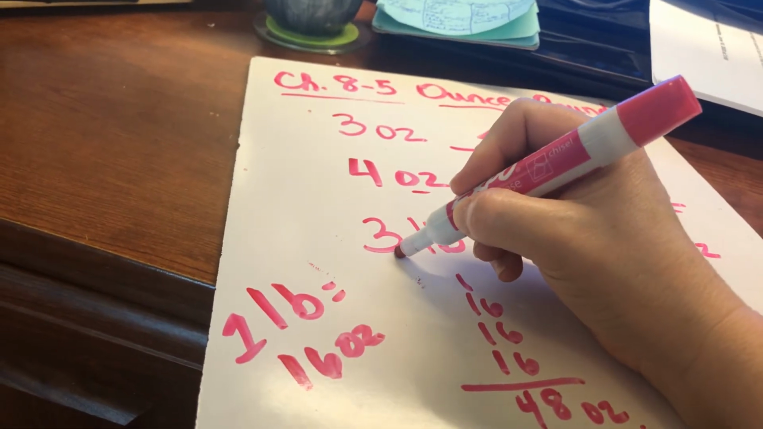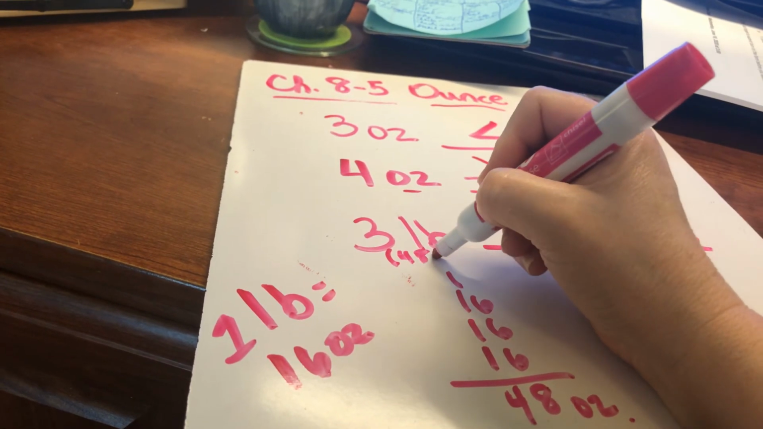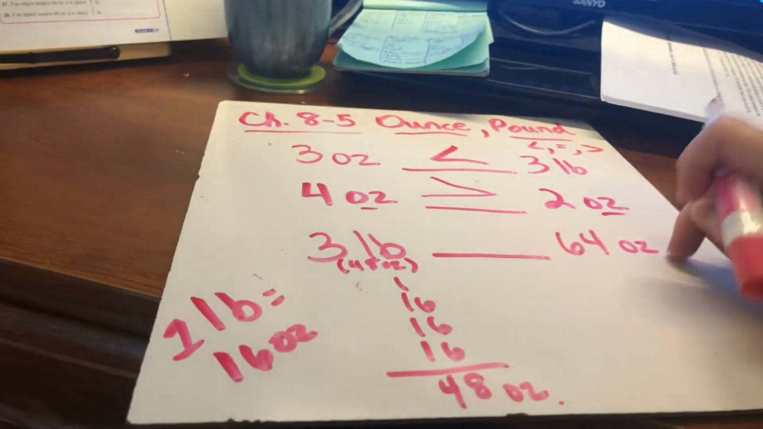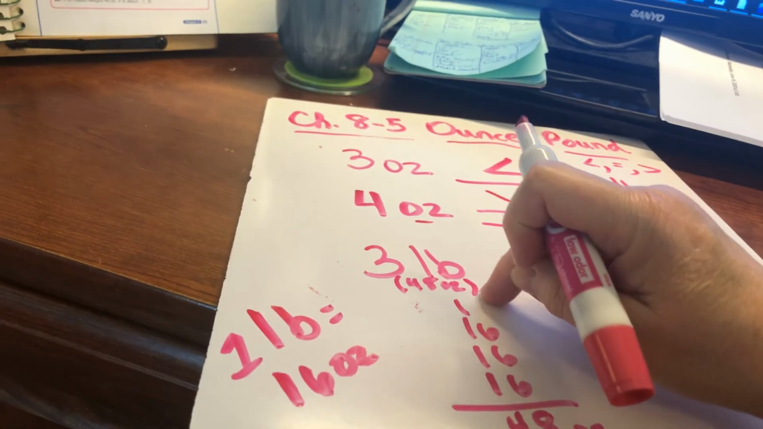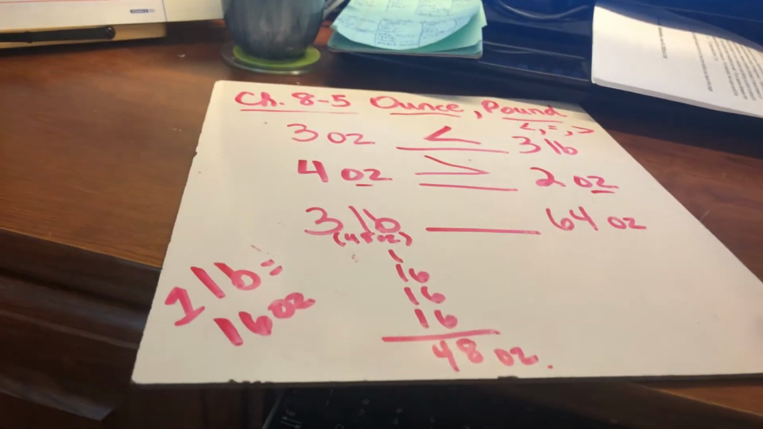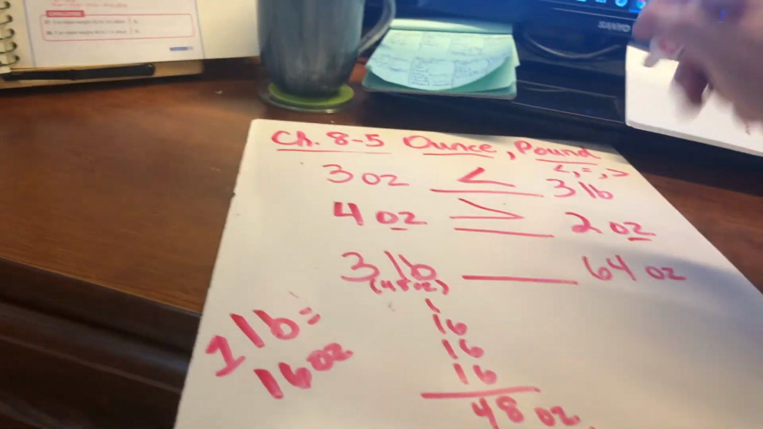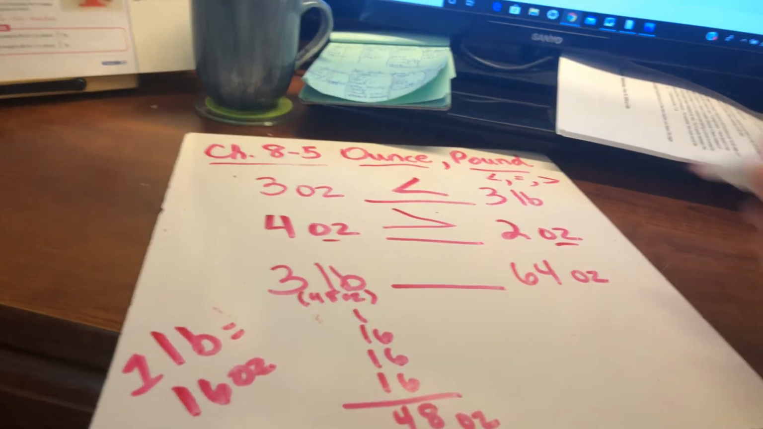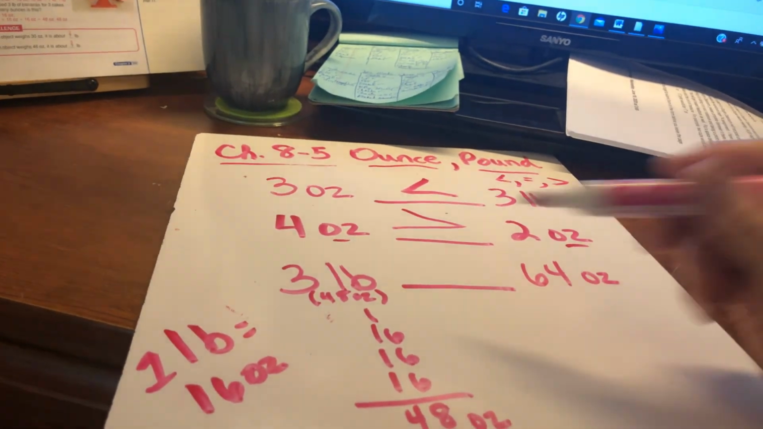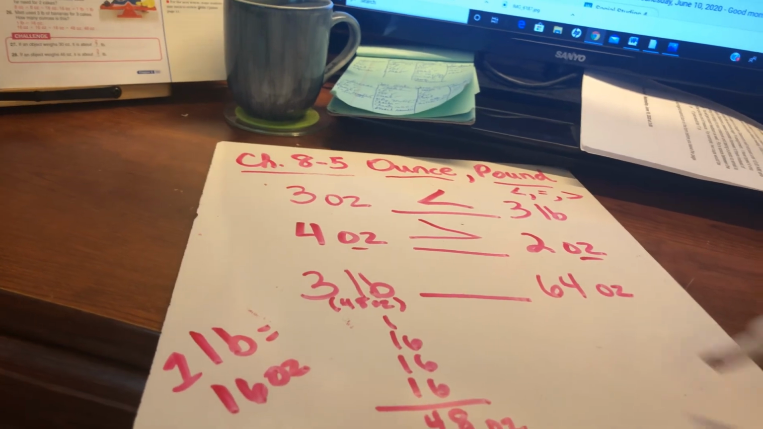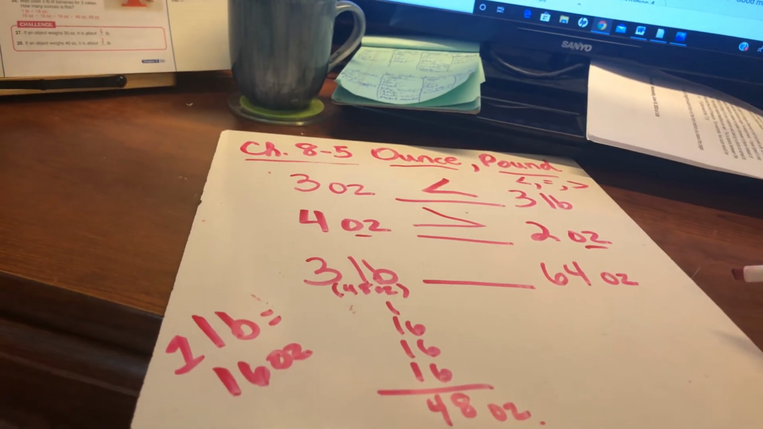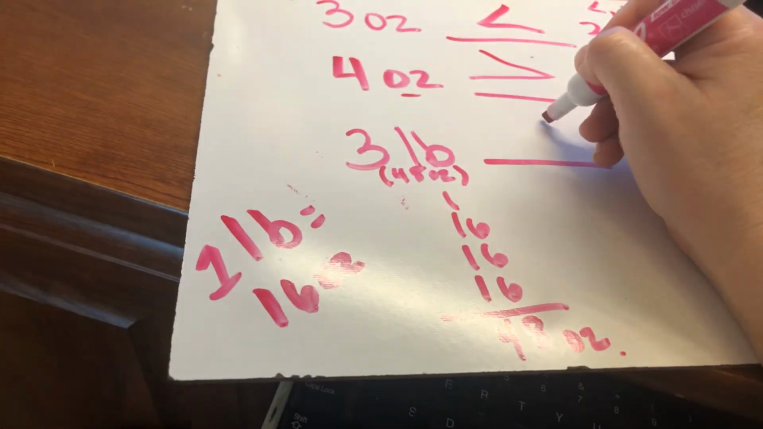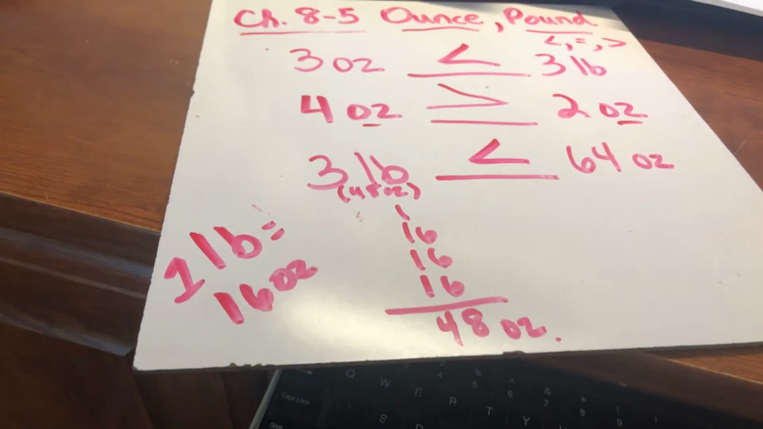So underneath, I write 48 ounces. Now I can compare 3 pounds to 64 ounces because I know that 3 pounds equals 48 ounces. And when my units are the same, I can compare just the numbers like I did here. So is 3 pounds less than 64 ounces? Is 3 pounds equal to 48 ounces? Or is 3 pounds greater than 48 ounces? I am really hoping that you said less than. Okay, that's it.